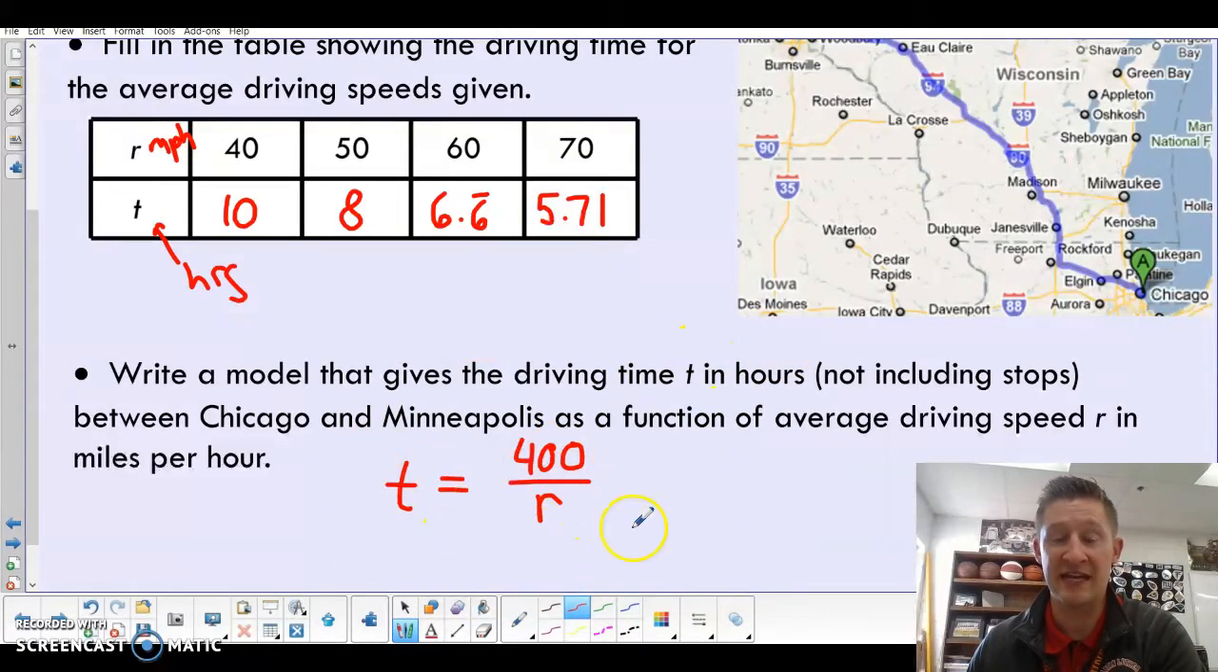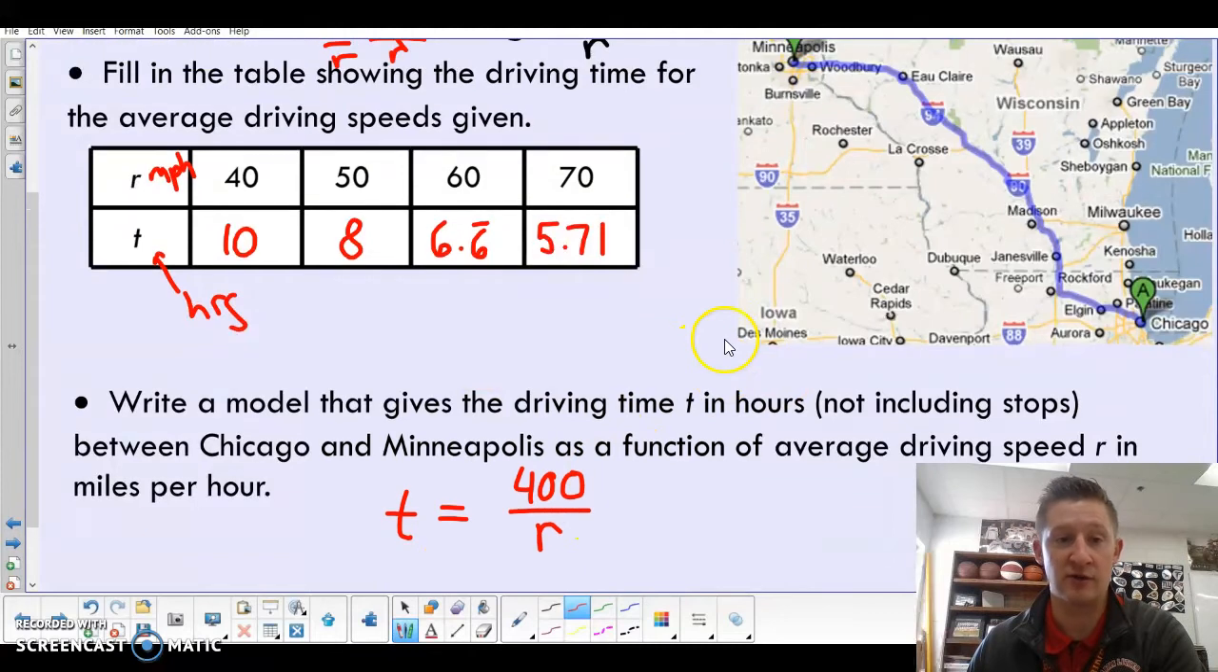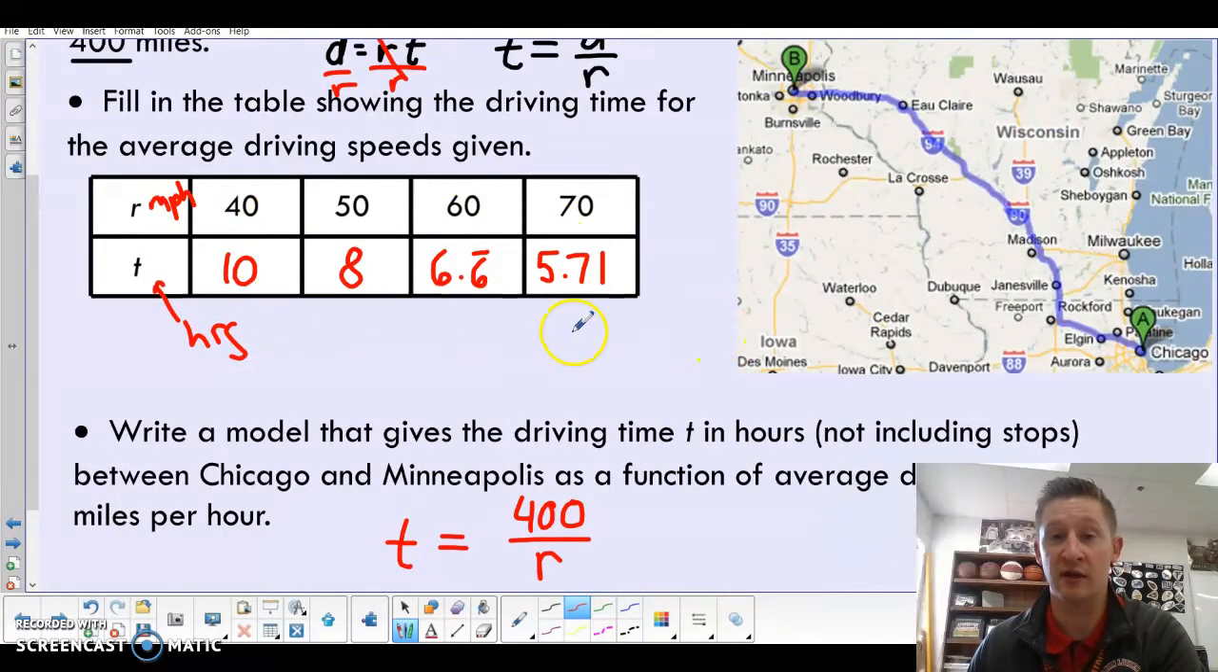This is an example of an inverse variation. It's an inverse variation because as I look at these two things, they are related to one another very closely, okay? How fast I drive determines how long it takes. The thing that makes this an inverse variation is that as I drive faster, okay, the faster I drive, the less time that it takes. So as R gets bigger, T gets smaller, okay?